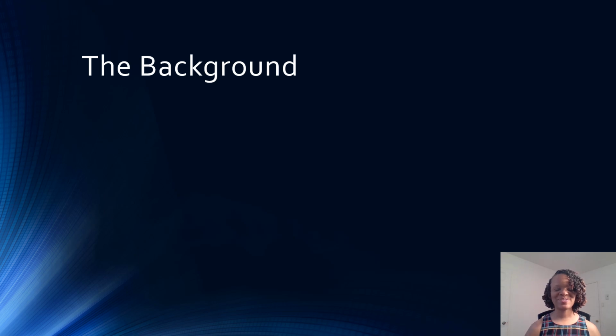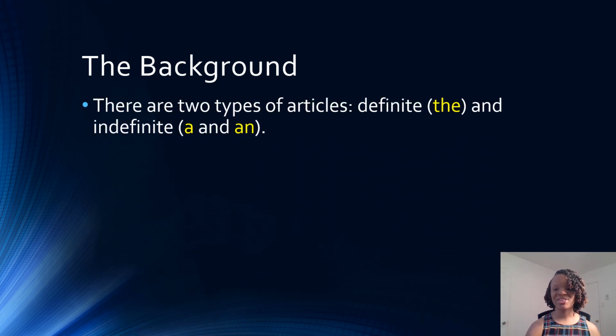So, the background. There are two types of articles in English. There is the indefinite article and the definite article. The definite article is the, and it is used to talk about a specific thing. For example, the pizza we ate last week. But the indefinite article is used to talk about things that are not so specific, like bring me a pizza, right? It does not have to be a specific pizza.